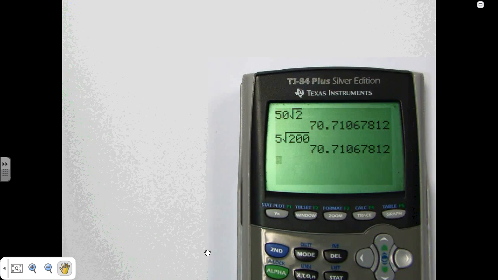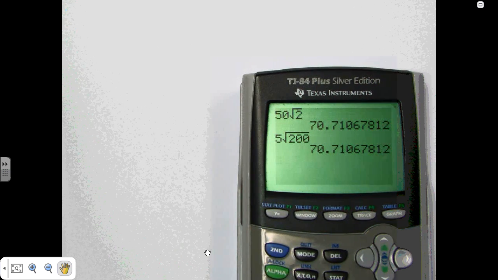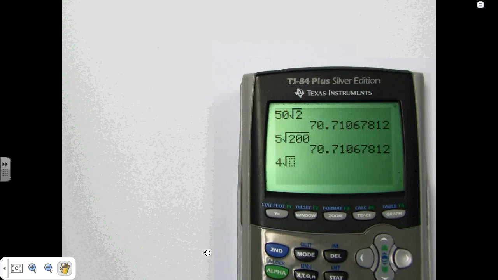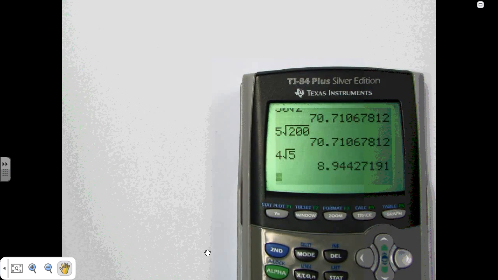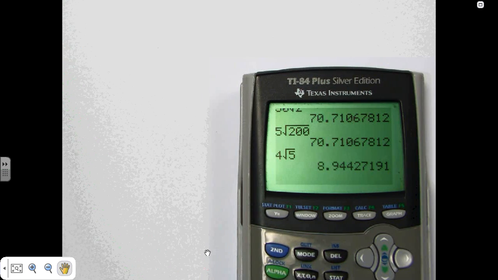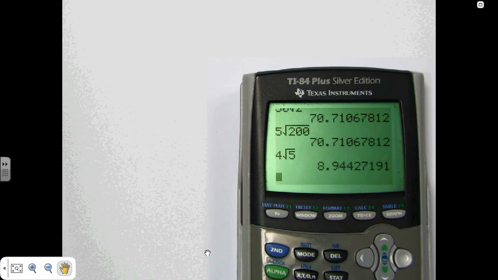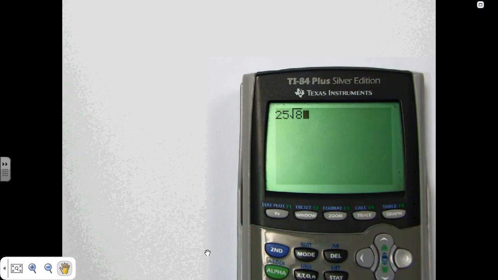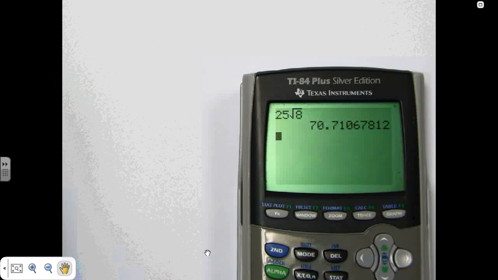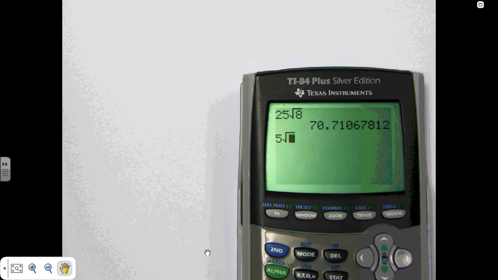4 square root of 5. Well, if I do 4 square root of 5, I only get 8.9, so it's not going to work. So you've lost something somewhere. Sam. 25 square root of 8. And then what was our original problem again? 5 square root of 200.